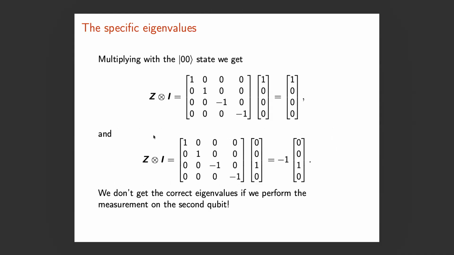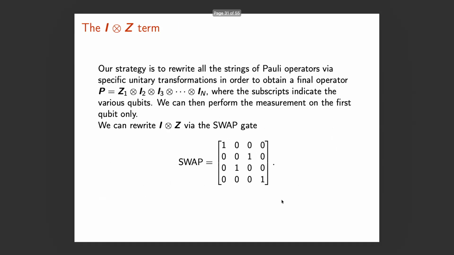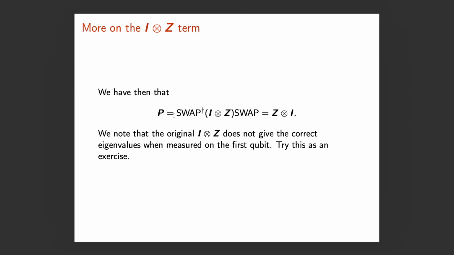Well, I actually put in these experiments here, and you can see that it gives you the correct eigenvalues, but we don't get the correct eigenvalues if we perform the measurement on the second qubit. So this is something which is important to keep in mind, and why I don't like that approach. If you look at this one, which is also in the Hamiltonian, you can rewrite it in terms of the swap gate. And what you would get then is a swap, and then I times Z times swap, and that gives you a Z times I. And then you can perform the measurement on the first qubit.